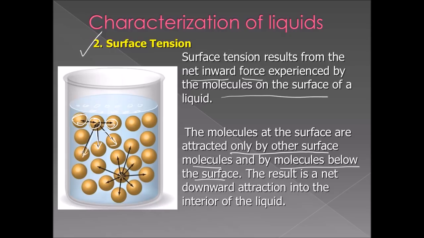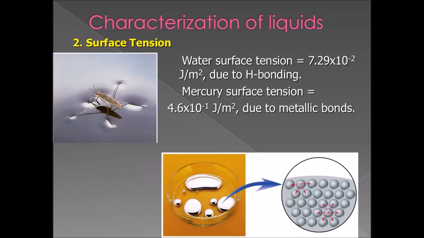So the net result is a net downward force. This creates what you call surface tension. There are several phenomena that you can see from surface tension, whereby the surface tension of water is 7.29 × 10^-2 due to the hydrogen bonding. So you see there are insects that can walk on the surface as a result of surface tension.